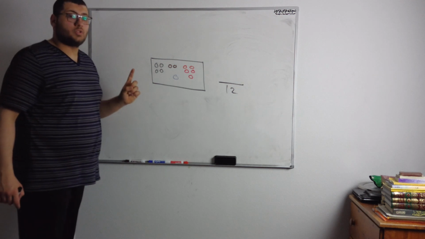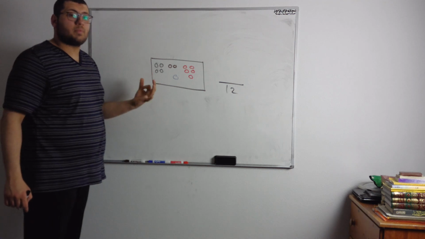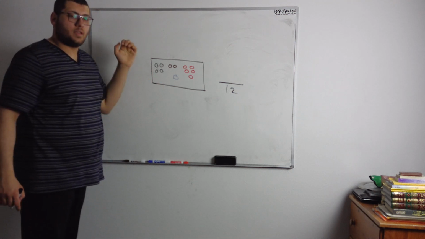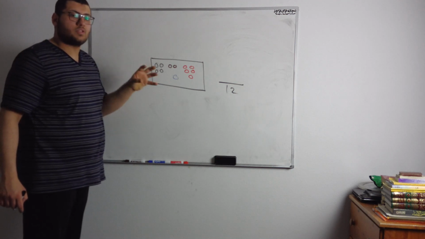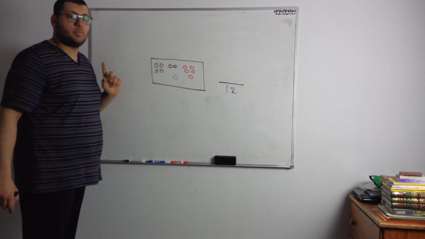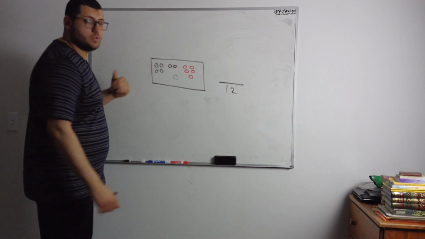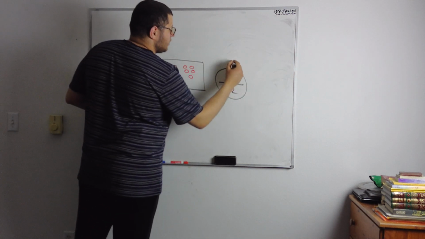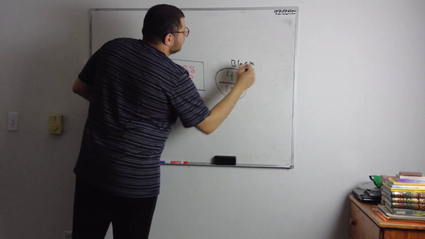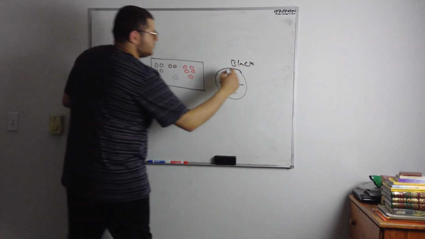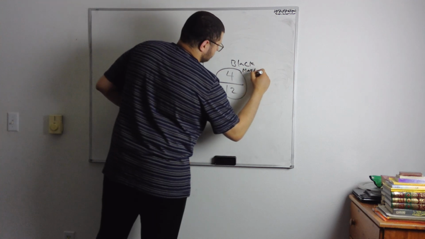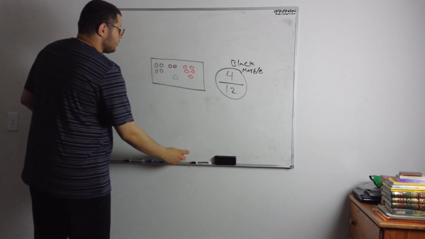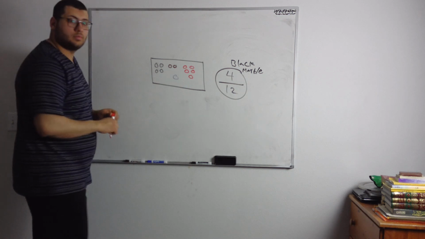Now, if I randomly pick a marble, what's the probability that it is going to be a black marble? How many black marbles? 1, 2, 3, 4. So 4. The probability I'm going to pick a black marble is 4 out of 12.